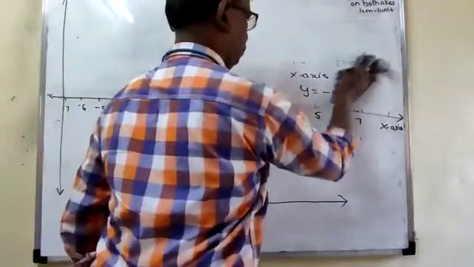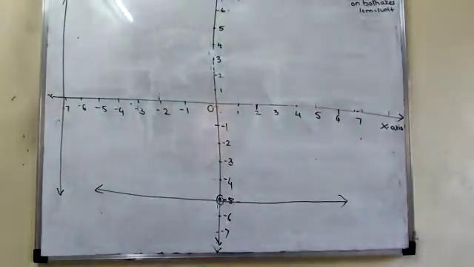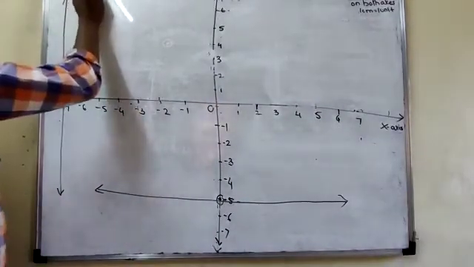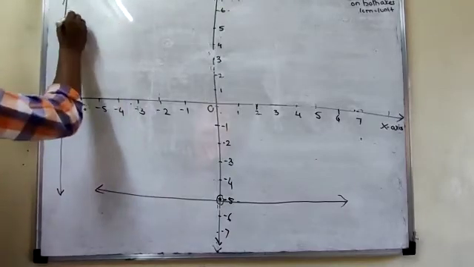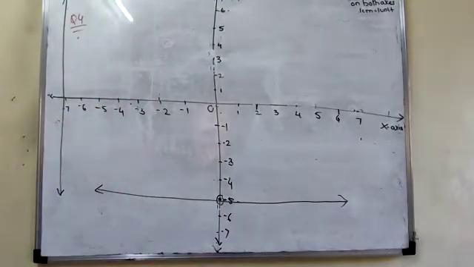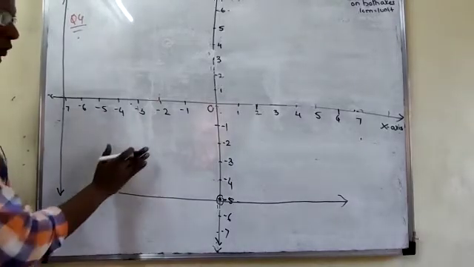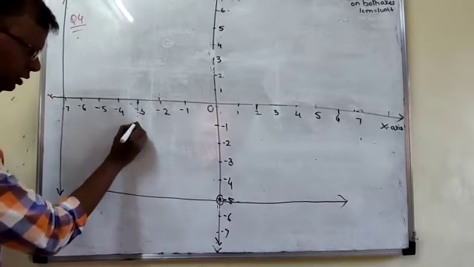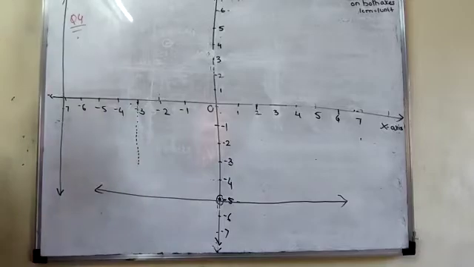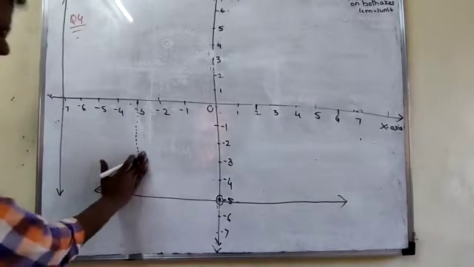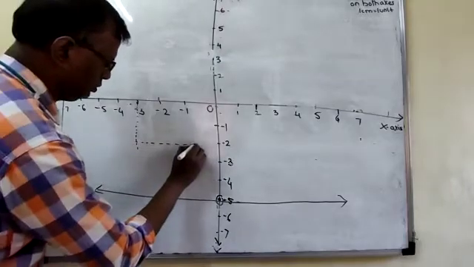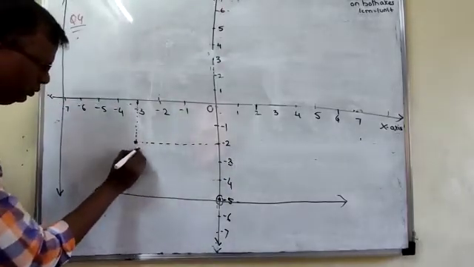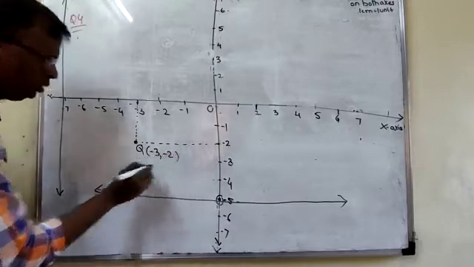Question number 4. What is the question given for you? The question is the point Q. First you draw the point Q here. Q is -3 and -2. So see here, -3, and which coordinate? -3 and -2. So this is the point. Okay, this is Q, -3 and -2. Any doubt here? I draw the point Q.